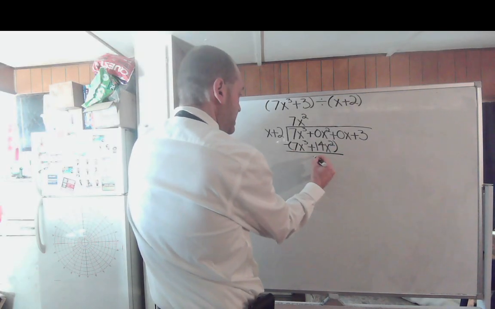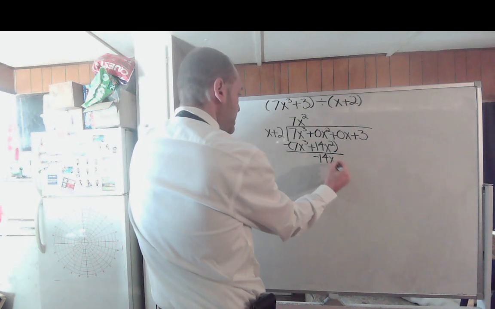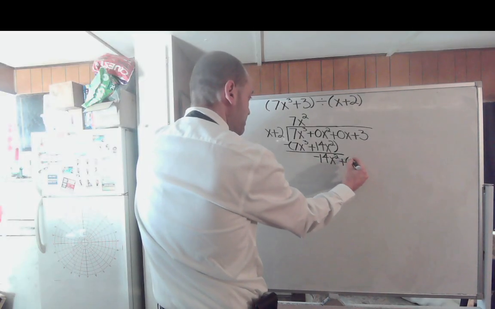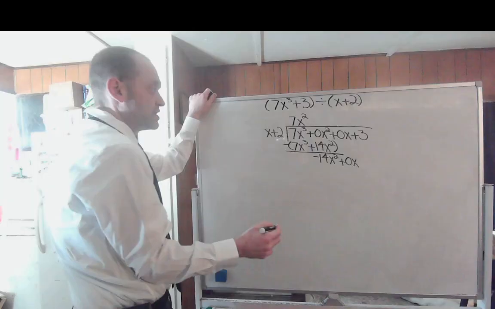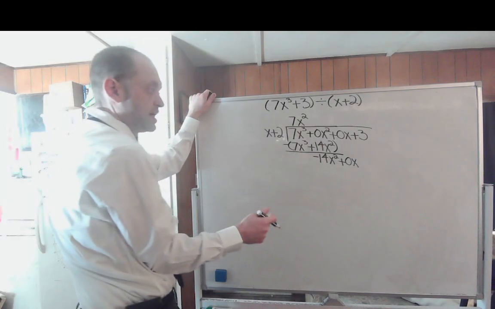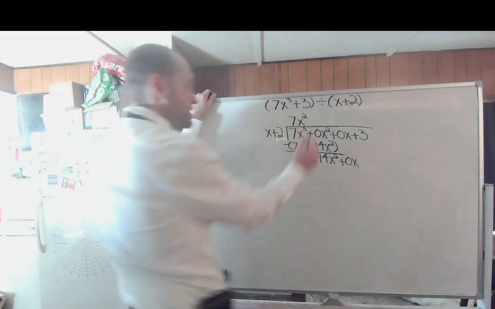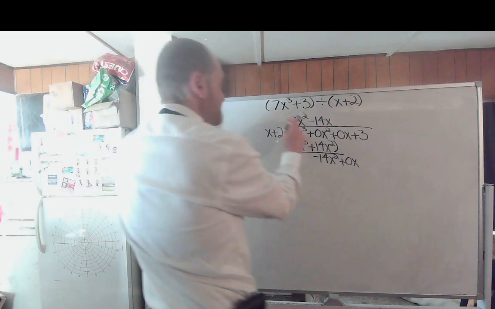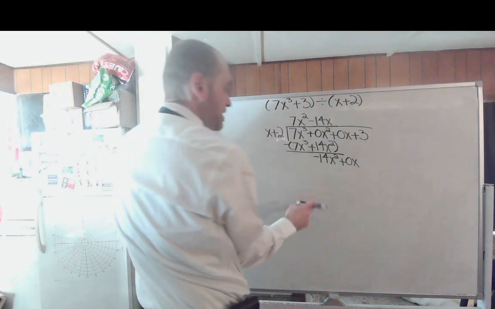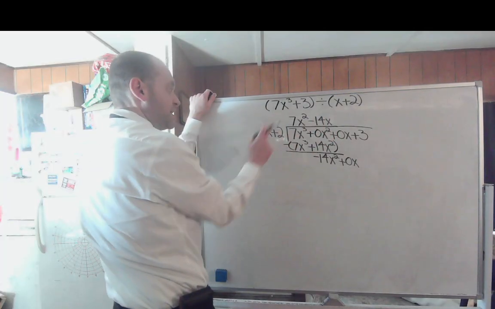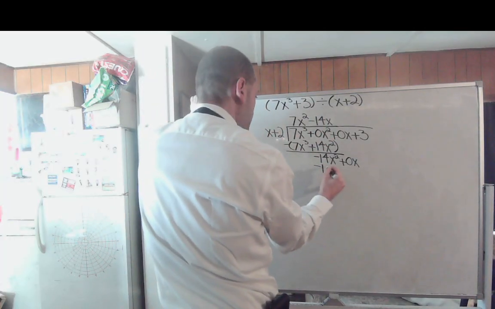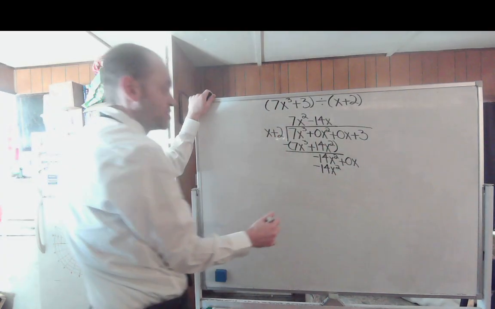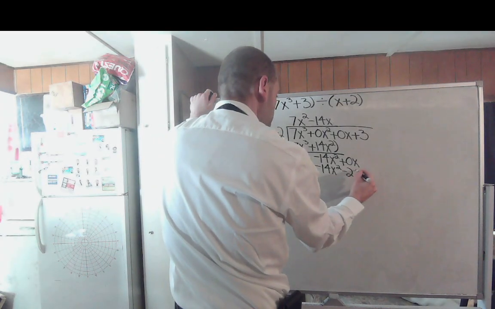So you'll end up getting negative 14x squared. And then you'll bring down that plus 0x from your dividend. All right, so x goes into negative 14x squared how many times? It goes in negative 14x times. So you'll have 7x squared minus 14x. Okay, now take that negative 14x times x. You'll end up getting negative 14x squared. And then negative 14x times 2, that's minus 28x.